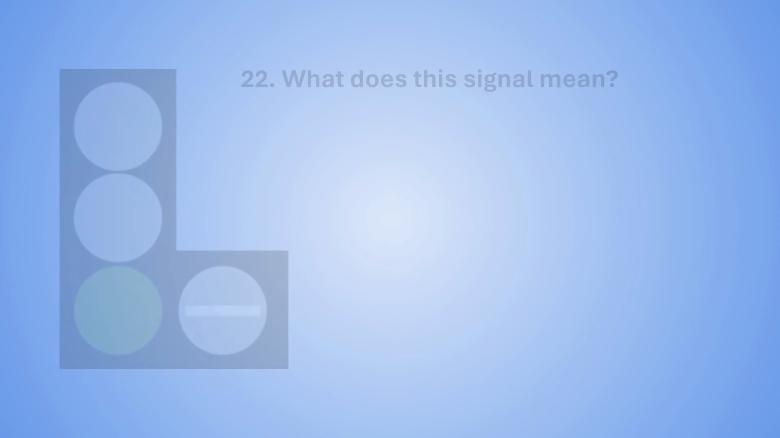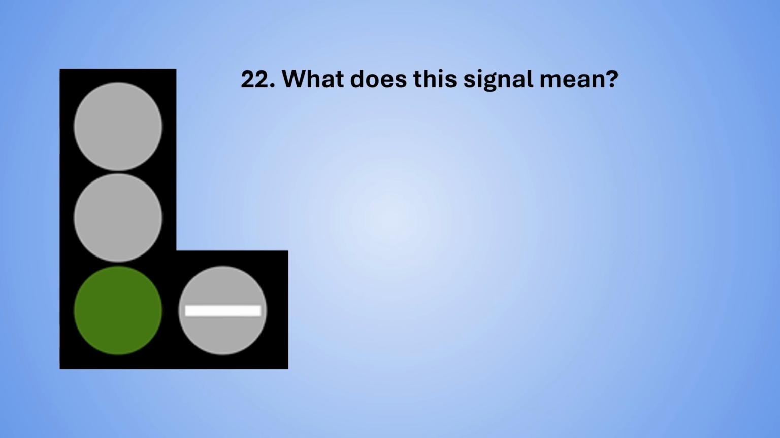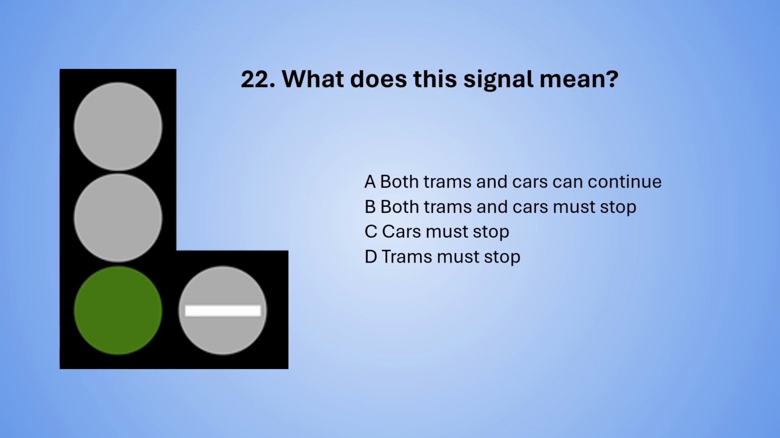Next question. What does this signal mean? A. Both trams and cars can continue. B. Both trams and cars must stop. C. Cars must stop. Or D. Trams must stop. Countdown. 5, 4, 3, 2, 1. The correct answer is D. Trams must stop.